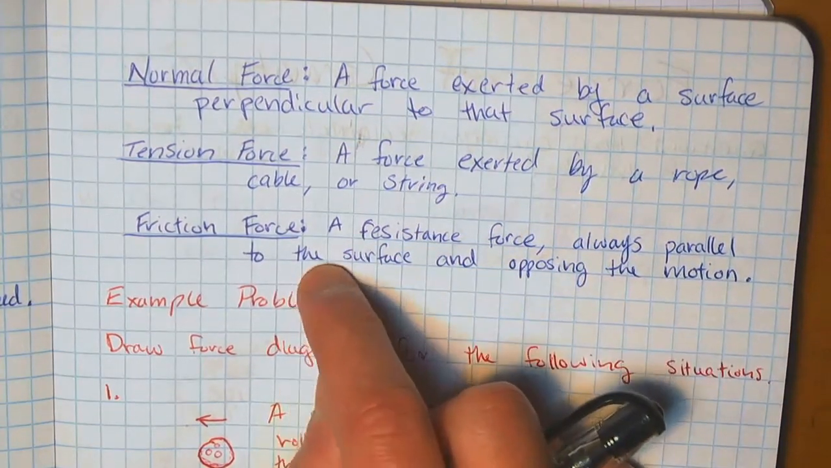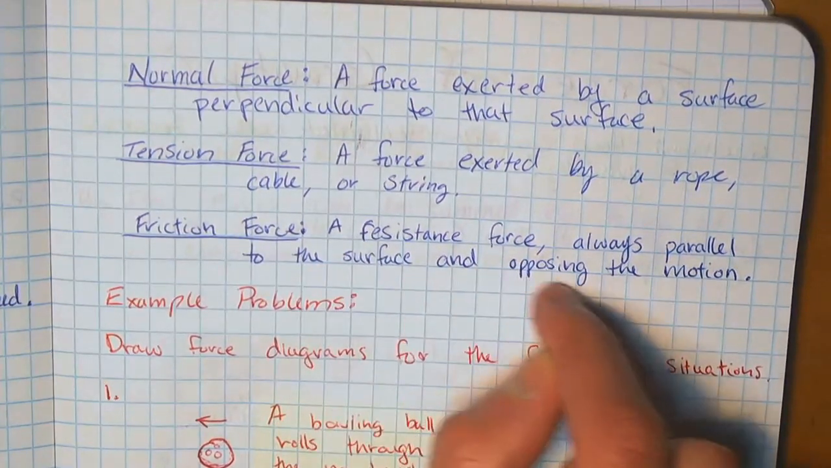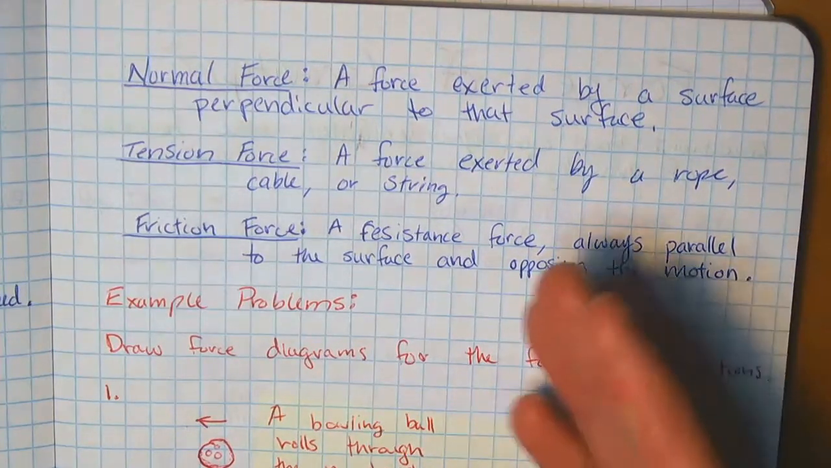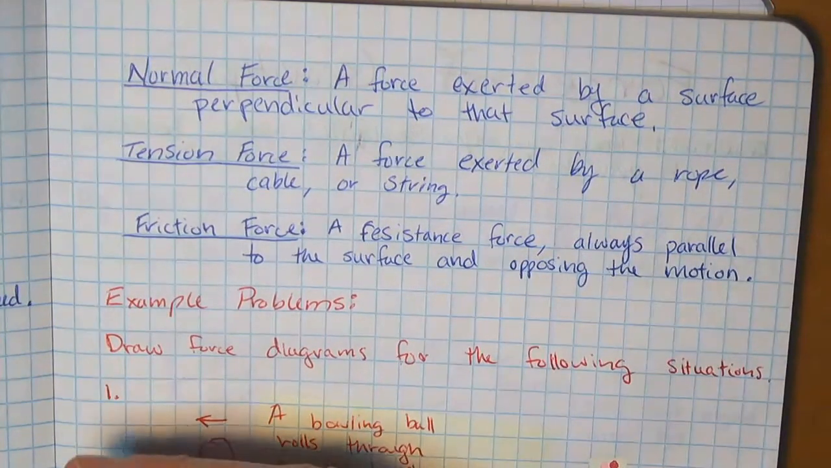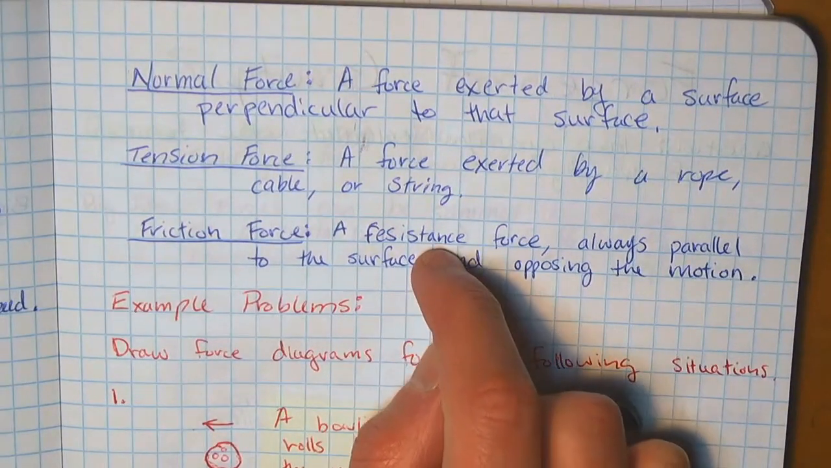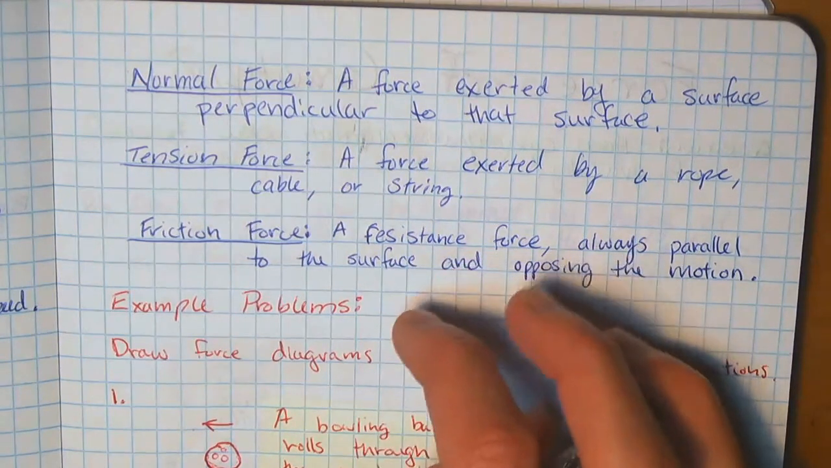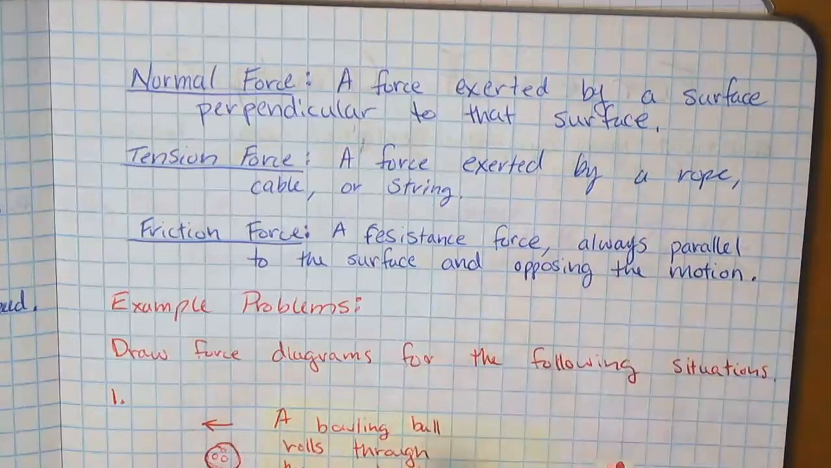Lastly, we have friction force. It's a resistance force always parallel to the surface and opposing the motion. You pull it to the right, friction goes to the left. It's a resistance force, so it can never be the force that causes something to move. It can't be bigger than whatever the pull force is, and it can't make something accelerate.